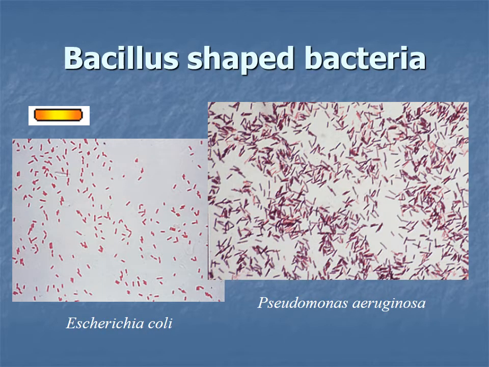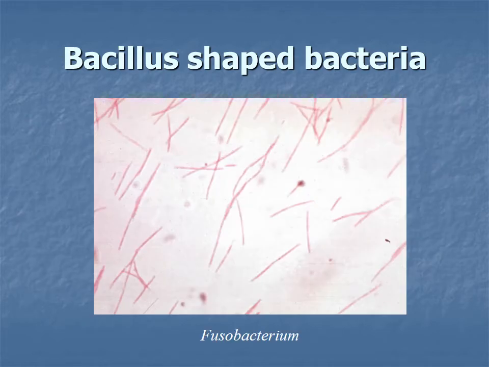Bacillus shaped bacteria: you can see E. coli and Pseudomonas aeruginosa. There are 2 gram-negative rod-shaped bacteria, but you can see that they are of different size. Escherichia coli is a middle size bacterium, and Pseudomonas aeruginosa is bigger. And bacillus-shaped bacteria like Fusobacterium, you can see it's a much bigger rod-shaped microorganism.